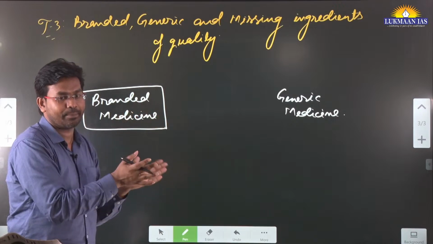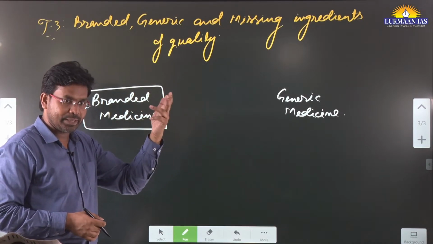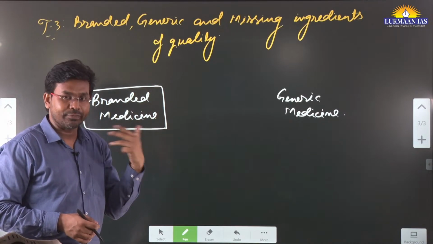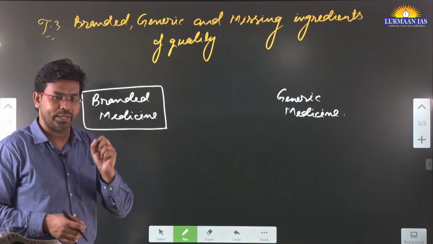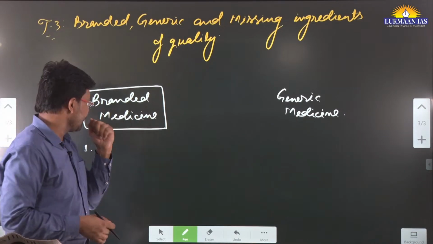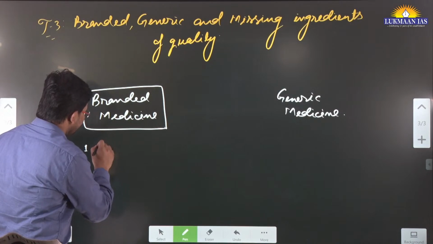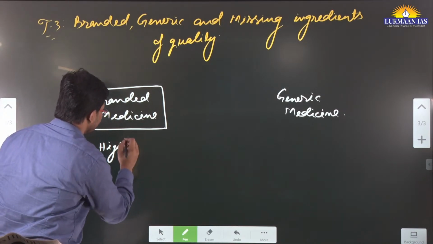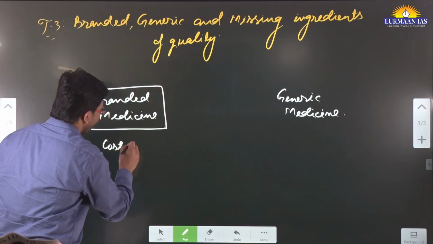For example, there is a company, let's say Johnson and Johnson. They might have done R&D, and after that they have come up with a medicine. They have named the medicine in a certain way. But the cost of the branded medicine is high.